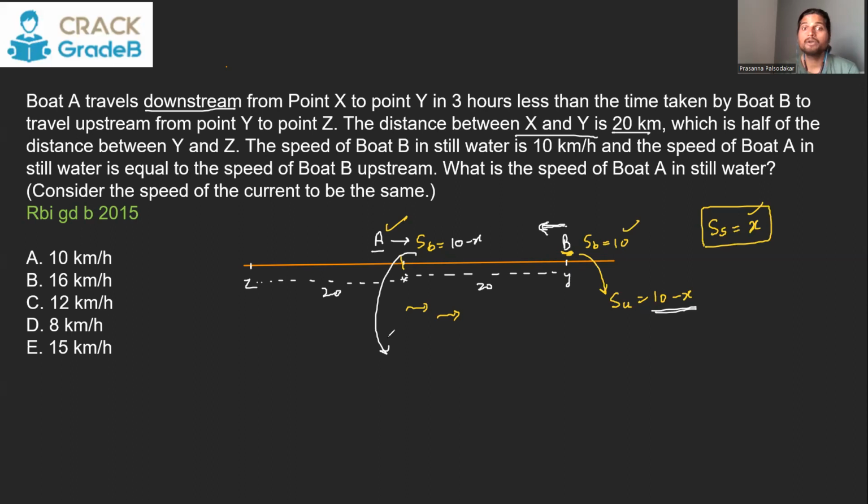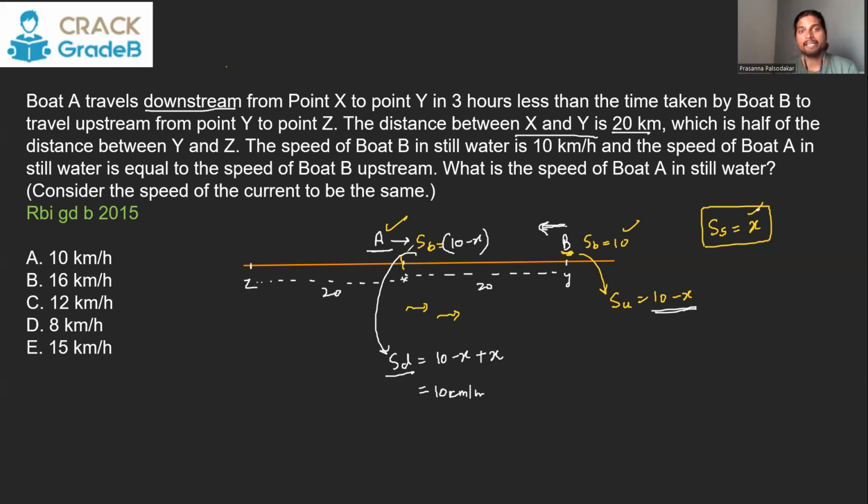So for this boat, what is the downstream speed? Downstream speed is speed of boat in steady water plus speed of stream, which is X. That means 10 kilometer per hour is going to be boat A's downstream speed.